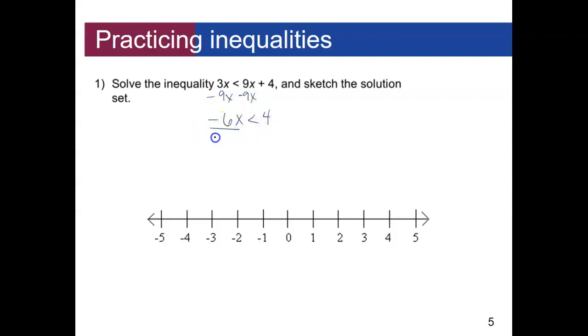We'll need to divide by -6. And at this point, when I divide by that negative, that's when I need to switch this inequality from being a less than to a greater than. Then we're going to reduce this, so it would be -2/3.